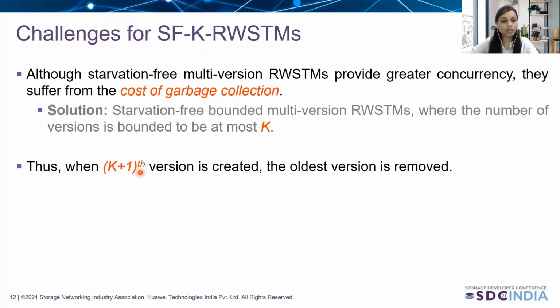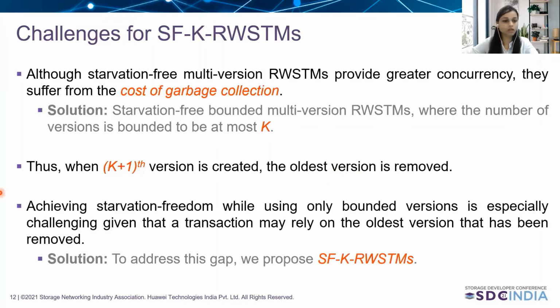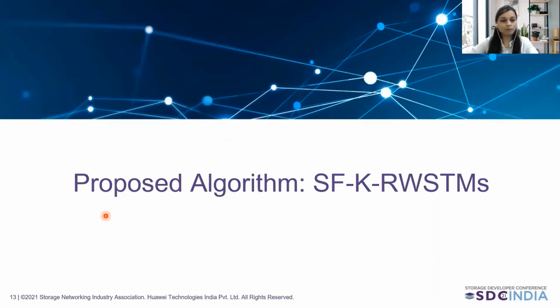Thus, when the k plus 1th version is created, the oldest version is removed and replaced. Achieving starvation freedom while using only bounded versions is especially challenging, given that a transaction may rely on the oldest version that has already been removed. So, in order to address those challenges, we have proposed the starvation-free K-version RWSTMs. This is our proposed algorithm.